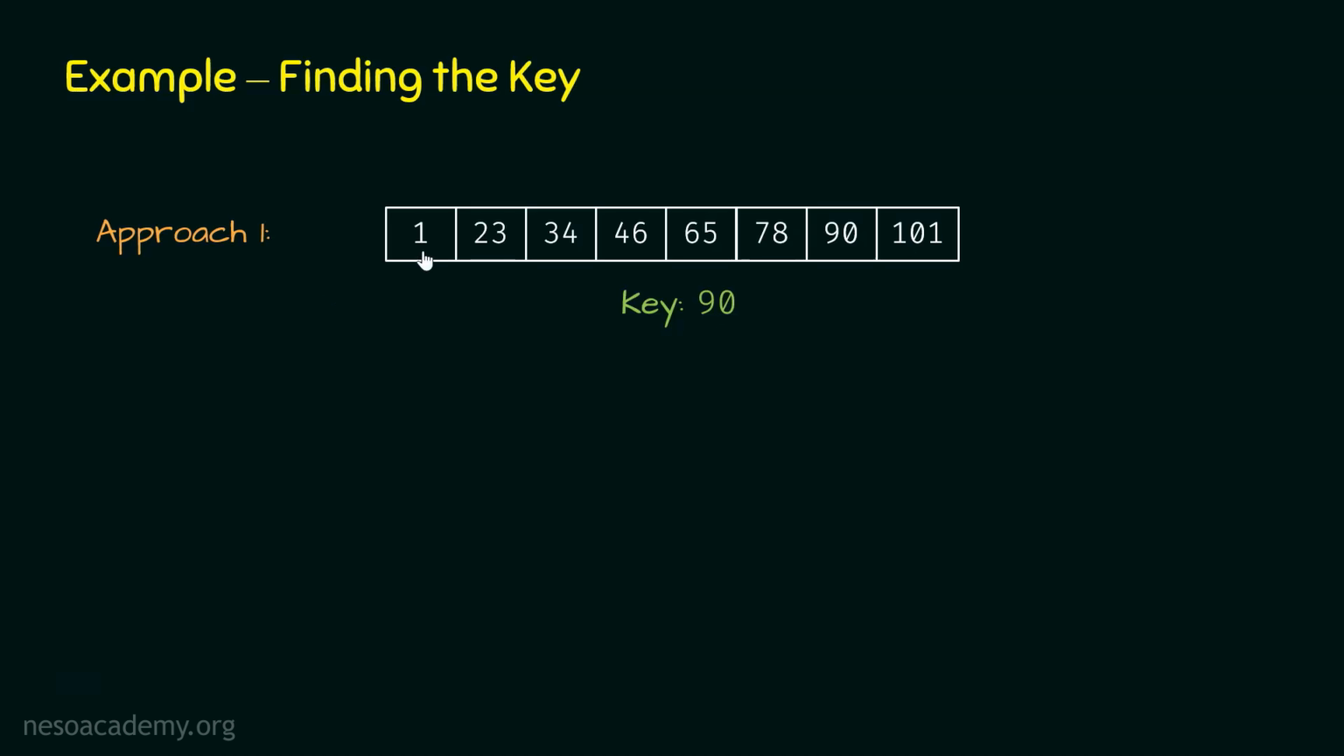We first compare the first item of this list with 90. Let's say some pointer P is pointing to this item. This means this item is under consideration. We are comparing this item with value 90. As P is pointing to 1, we are comparing 1 with 90. Is 1 equal to 90? No. So we will proceed and move our pointer to this value 23. Now 23 is compared with 90. Is 23 equal to 90? No. So we will proceed and compare 34 with 90.